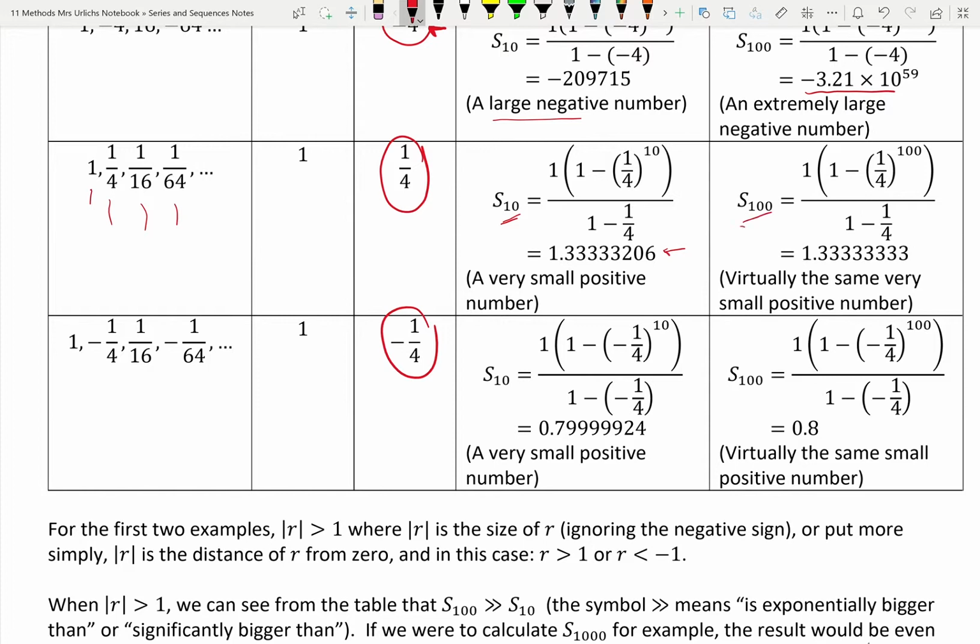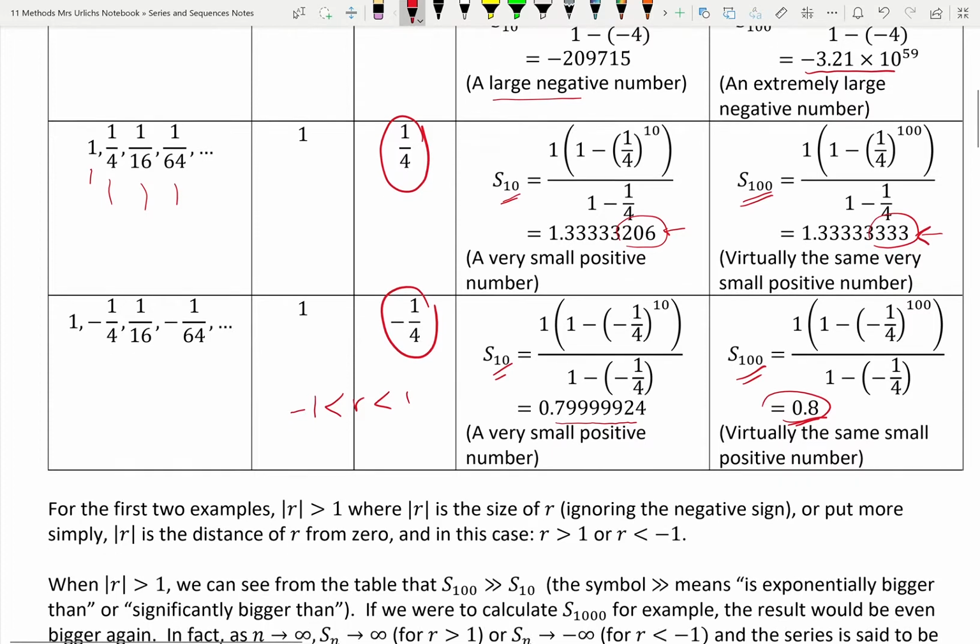And what happens is, if we do 10 terms, we end up with a small positive number. If we add up 100 terms, we end up at virtually the same small positive number. It's not until we get out to these last 3 decimals that we see a difference. Same if it's negative, because it's between -1 and +1. Even when it's negative a quarter, if we take the first 10 terms, we end up with 0.7999924. We take 100 terms, then we've got virtually the same positive number. That means we've added 90 more terms and there's been virtually no change to the sum, because we are adding smaller and smaller amounts each time.